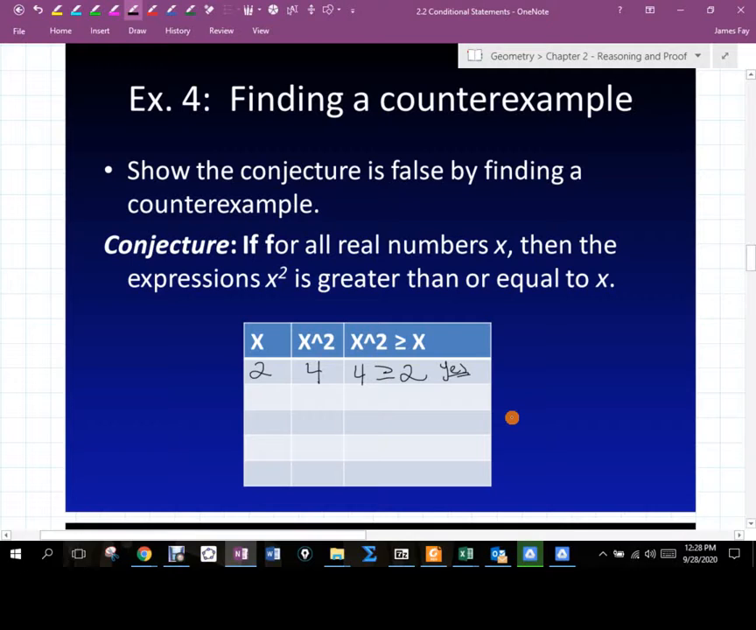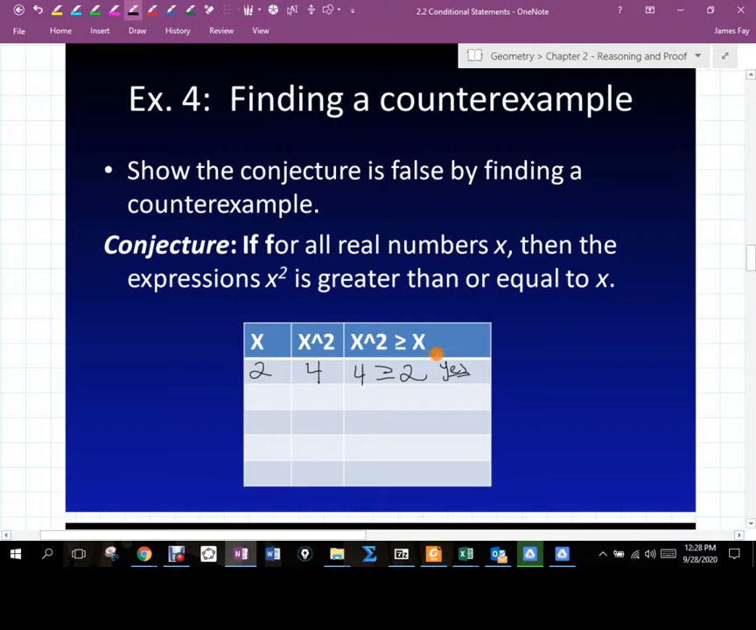Same idea here. You can have an infinite number of places where it's true, but one place where it's false makes the whole thing false. You've heard the one bad egg type of expression, right? That's what a counterexample is. Can we find that one bad egg that makes a statement false?